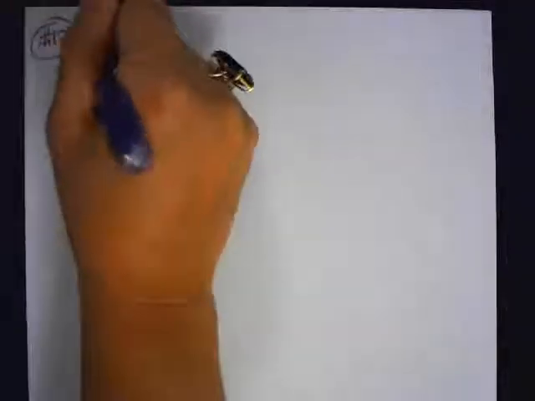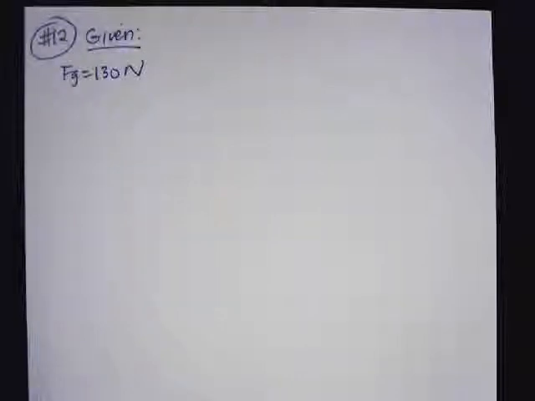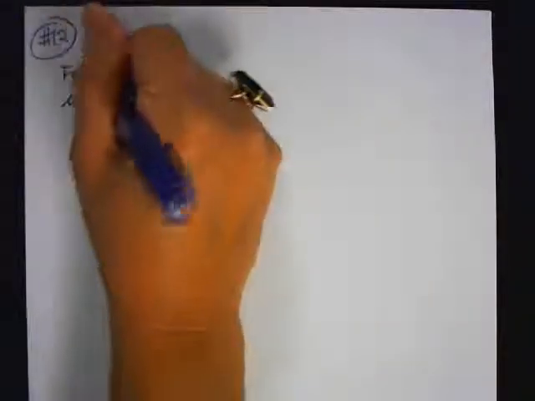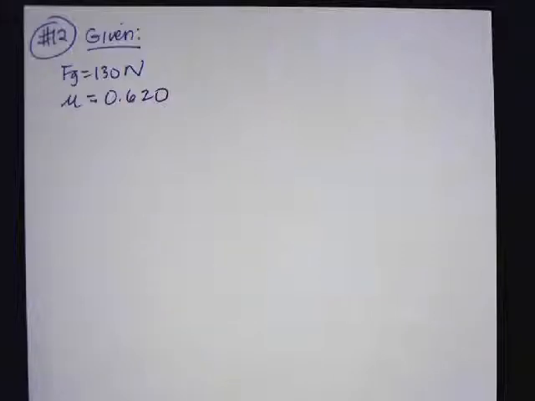All right, we're going to do number 12 on the back of the review sheet. It says a wooden block weighing 130 newtons, so given the weight is equal to 130 newtons, rests on an inclined plane. The coefficient of sliding friction between the block and the plane, mu, is equal to 0.620.